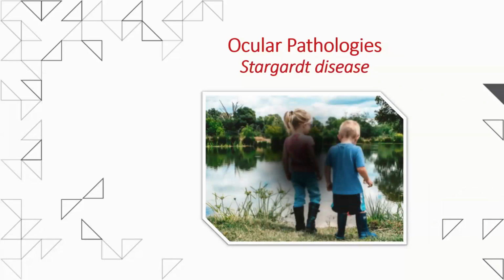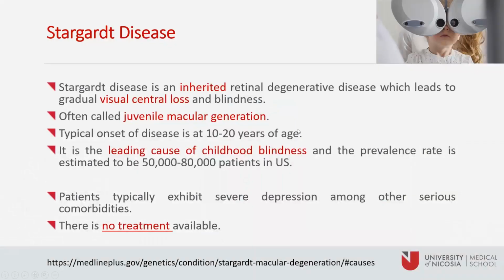All right, so before I move to the omega-3, I'm going to just briefly give you an overview of Stargardt disease, because I think this is a pathology, although it's quite rare, it's not so common as AMD. It happens in young individuals, and it's something that is disabling at a very young age. So what do we know about Stargardt? This is an inherited condition. It causes retinal degeneration, and eventually it can lead to central visual loss and also to blindness. It's often called juvenile macular degeneration.